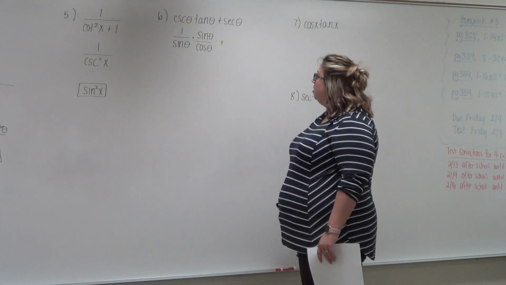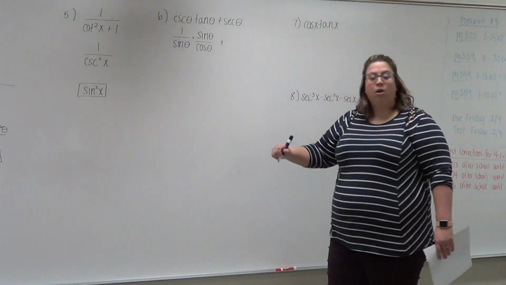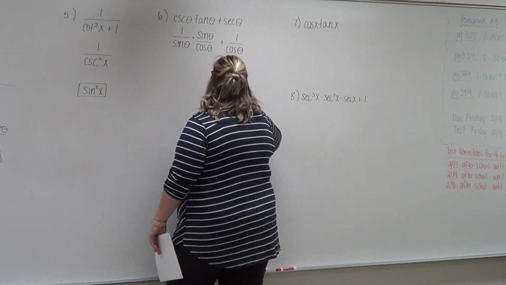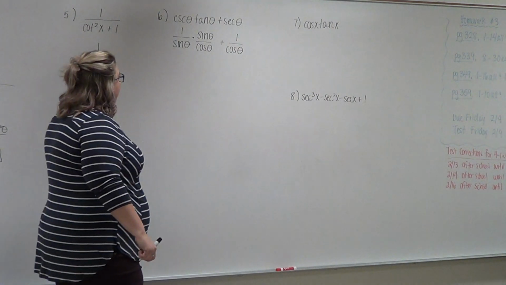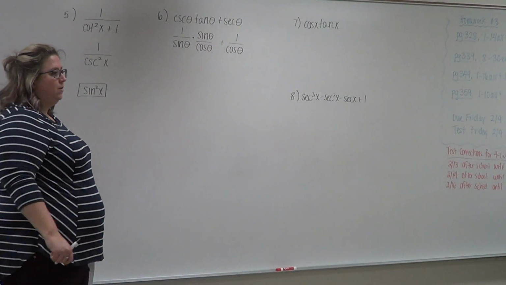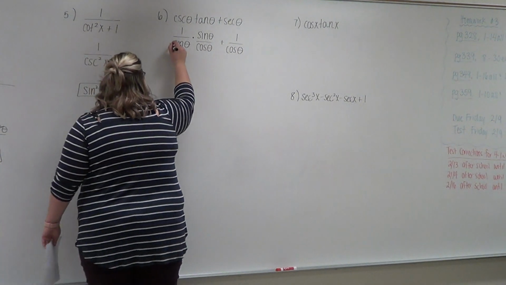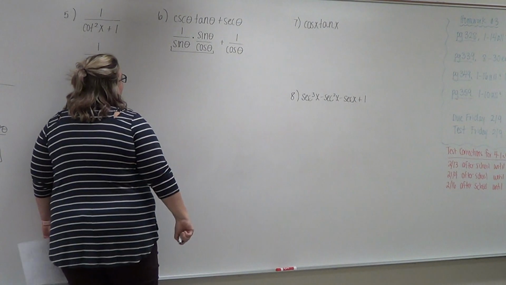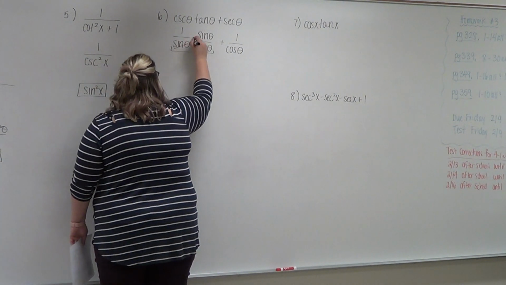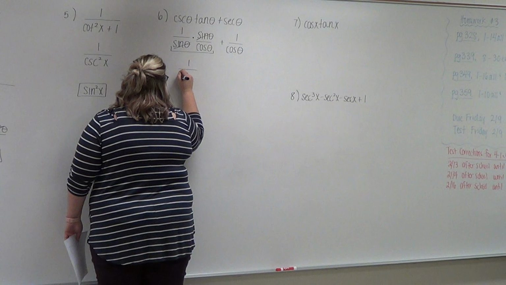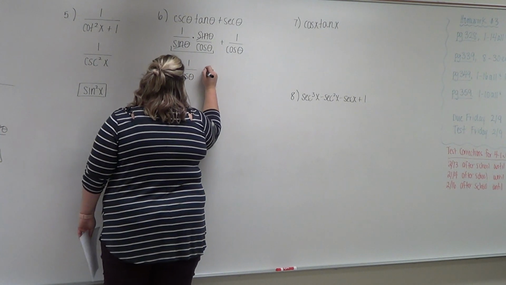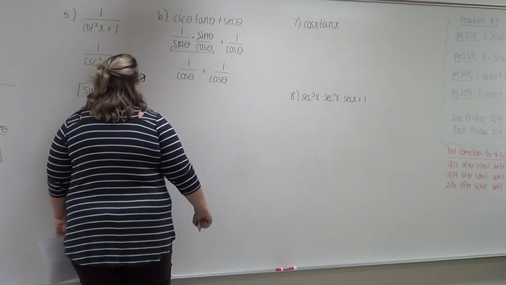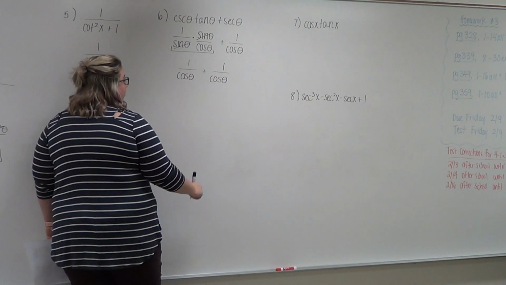Okay, plus, what about secant? 1 over cosine. Where'd you see that? Yeah, reciprocal identities, good. Alright, these two are multiplied together, that's added separately. So can I simplify anything with the part that's multiplied together? Yes. So then I have 1 over cosine plus 1 over cosine. Well, that'd be 2 over cosine, right?